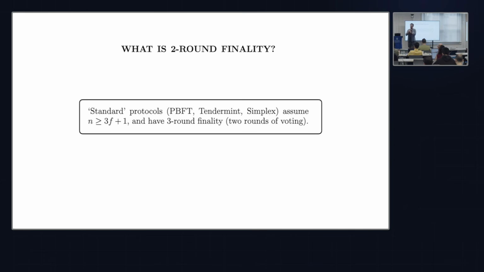Okay, so it's worth pointing out at this point, as I assume people are probably aware, that standard protocols like PBFT, Tendermint, Simplex, etc., all assume that less than a third of the processors are faulty, and they have 3-round finality, so 2 rounds of voting. The assumption that less than a third of the processors are faulty is optimal, right? If you're working in partial synchrony, you need to make that assumption, no matter how many rounds of voting you have. But actually, if you have that assumption, you can achieve 3-round finality. So the obvious question then is, is 2-round finality even possible?